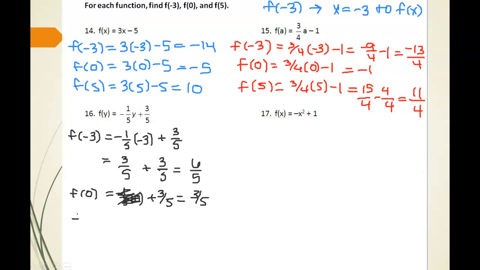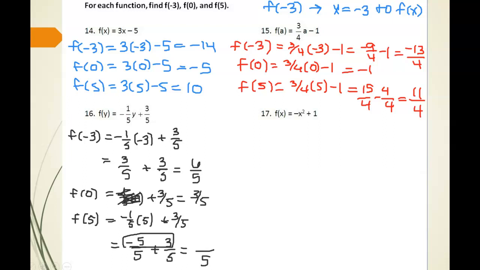And f of 5 is equal to negative 1/5 times 5 plus 3/5. So that's negative 5/5 plus 3/5. So again, you add the tops, the bottom stays the same. Negative 5 plus 3 is negative 2/5.